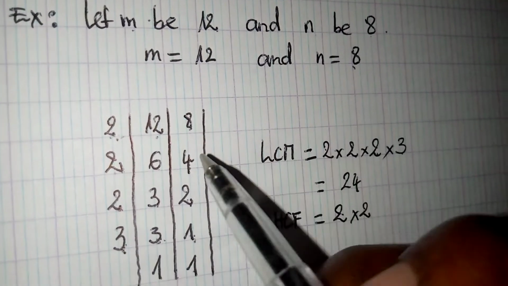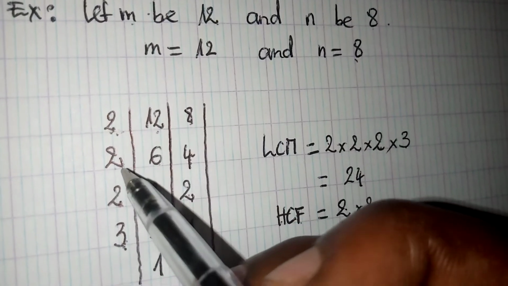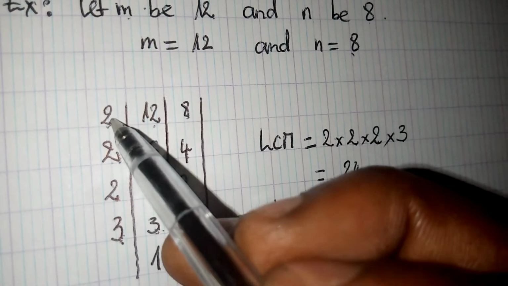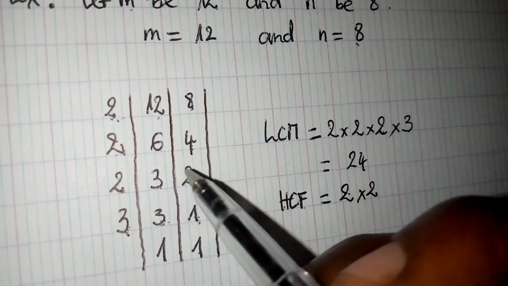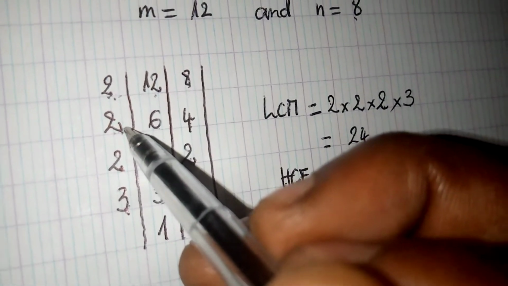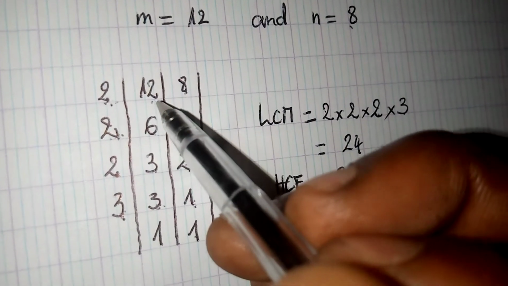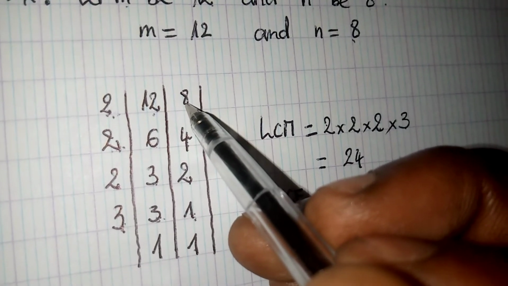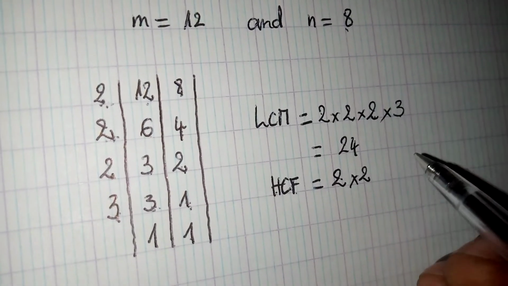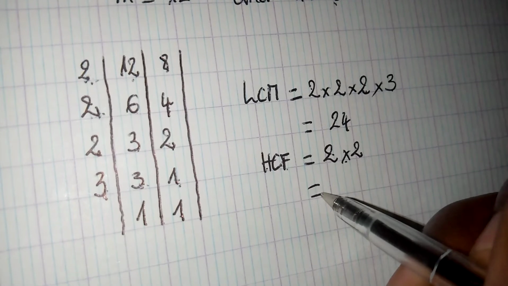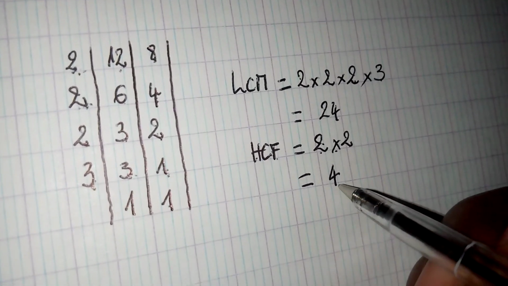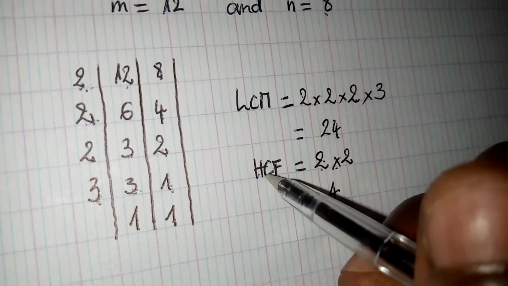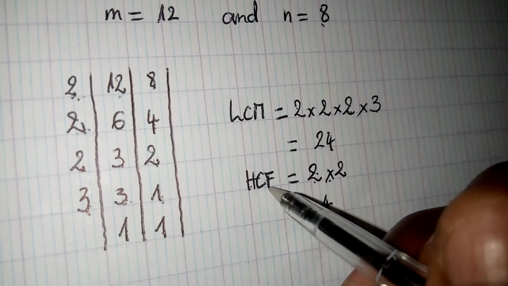This implies that these 2 and these 2 were the only factors which were common to 12 and 8. So we need to find their product now. 2 times 2 gives 4, which is the required HCF, highest common factor.